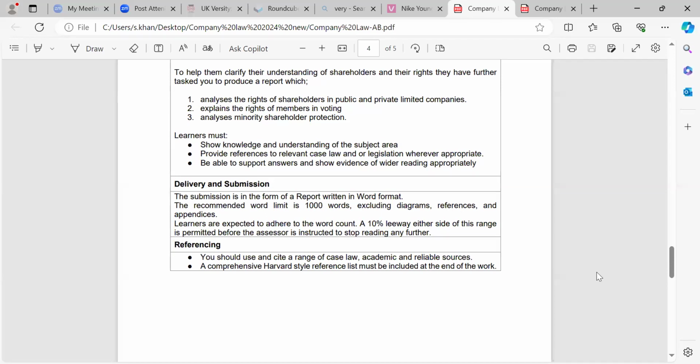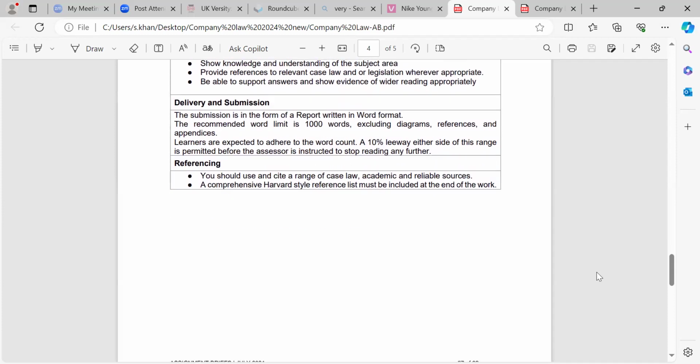So you've got 3 parts to task 3, and you've got to do it within 1,000 words. So around 350 words each. And learners are expected, again, to adhere to the word count, and a 10% leeway either side of this range is permitted before the assessor is instructed to stop reading any further. For the referencing, again, you should cite a range of case law, academic and reliable sources. A comprehensive Harvard-style list must be included at the end of your work.